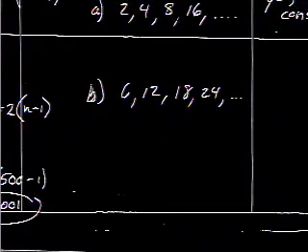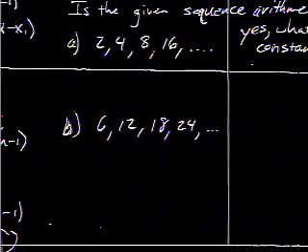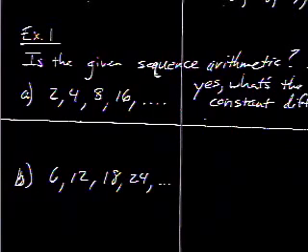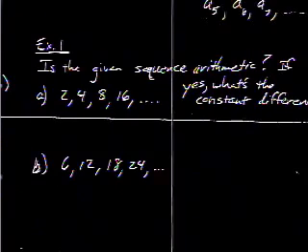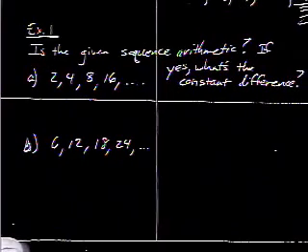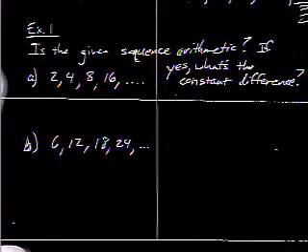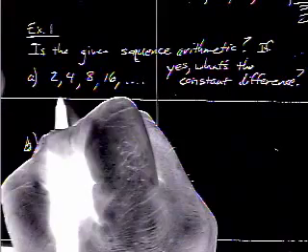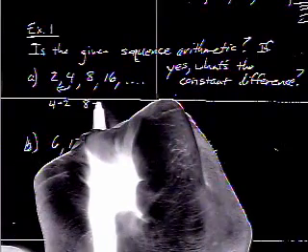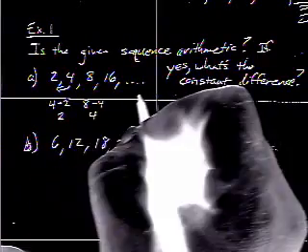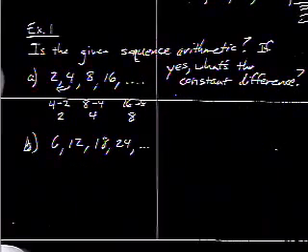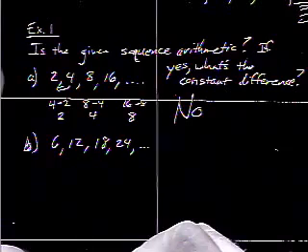Example 1 asks you this question. Is the given sequence arithmetic? If yes, what's the constant difference? Okay, so subtract those two. So 4 minus 2 and 8 minus 4. Oops, I get a 2 there. I get a 4 there. Uh-oh. That is not the same amount each time. So that's a big no.